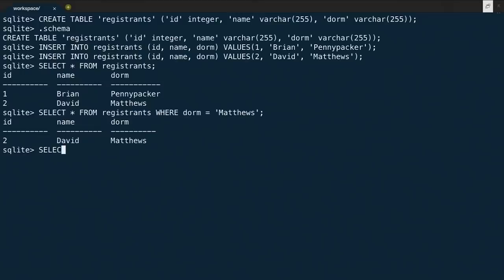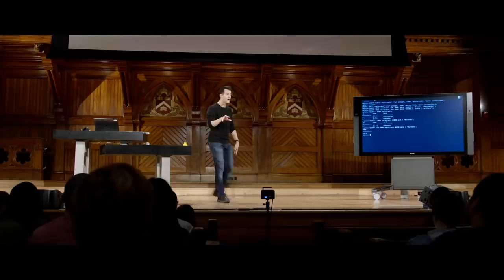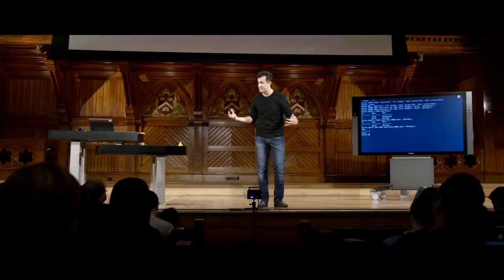So if I want to select someone else, I could do, maybe, select just the name from registrants where dorm equals Matthews. If I only care about knowing who registered, I could do that and whittle it down to even less data. So already, in just these few commands, I can express so much more functionality than you could with a CSV. To do this in CSV, you would have had to write all of these lines of Python code yourself.